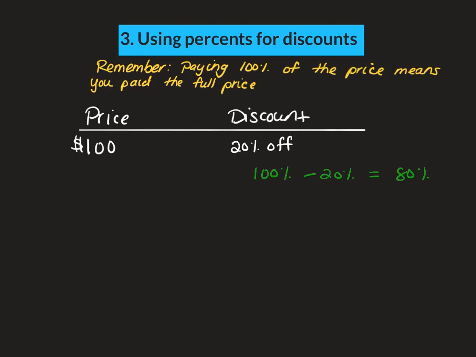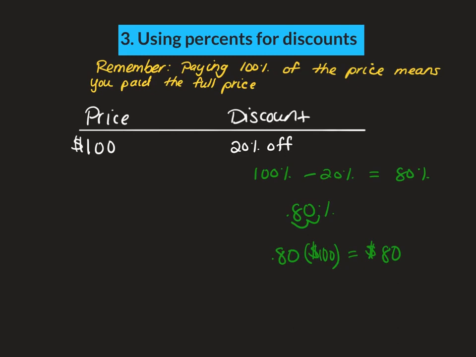Now let's convert that 80% to decimal form. I'm going to take my 80%, move the decimal over 2 to the left, and I get that my decimal version is 0.80. Multiply that by the original price. I'm going to pay 0.80 of $100. If I put that into my calculator, or you can do it in your head, I get that my purchase price is going to be $80.